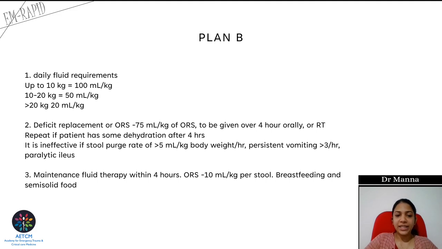So that is the deficit replacement. And for maintenance, we will be giving the ORS solution depending on the loose stool. So for maintenance therapy, we will be giving the treatment as plan A. That means in plan A, with each loose stool, we will be giving 10 ml per kg of ORS, and with each vomiting, we will be giving 2 ml per kg of ORS, and we will be continuing the breastfeeding and the regular feeds of the child.